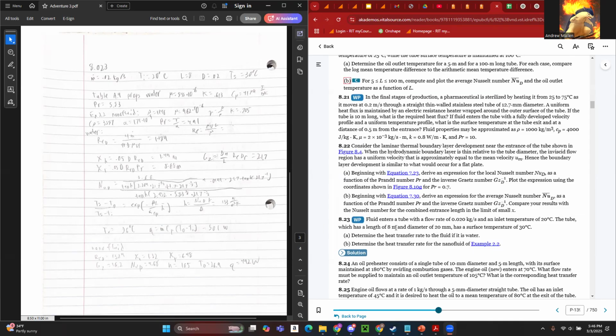The tube, which has a length of 8 meters and a diameter of 20 millimeters, has a surface temperature of 30 degrees C. It asks us to determine the heat transfer rate of the fluid if it is water, and if it's a nanofluid, where we can find the properties of it in example 2.2.